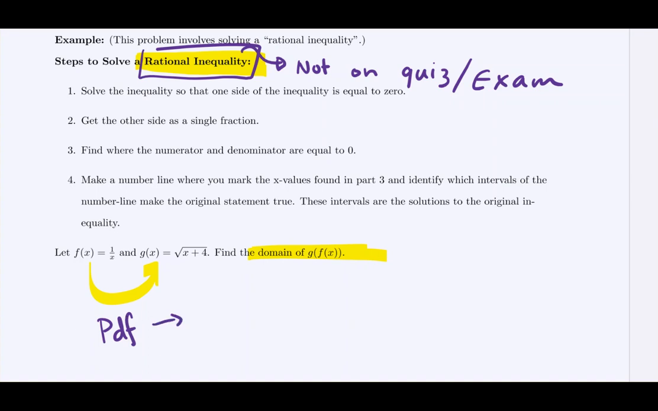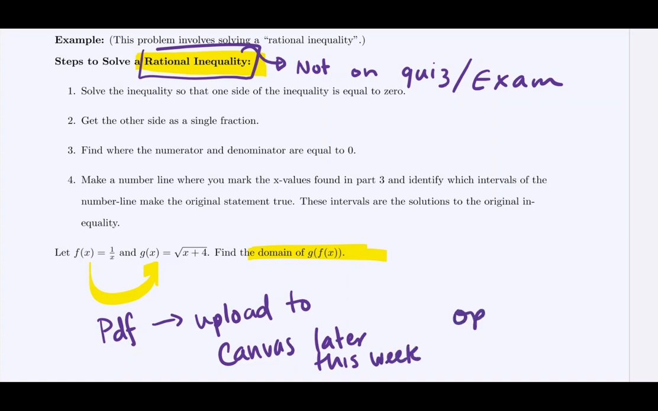So this is going to be a PDF where I solve the problem and explain it, and I'm going to upload that to Canvas later this week. But it is optional, since we're not going to be tested over finding the domain of a function composition involving a rational inequality. But if you're interested in seeing maybe finding the domain of a composition of an even more complicated function, this would definitely be something that you'd want to look at.